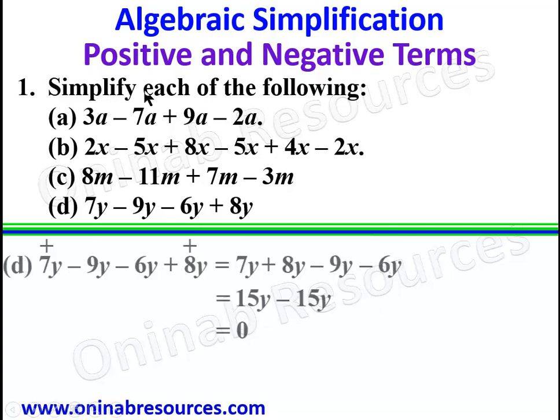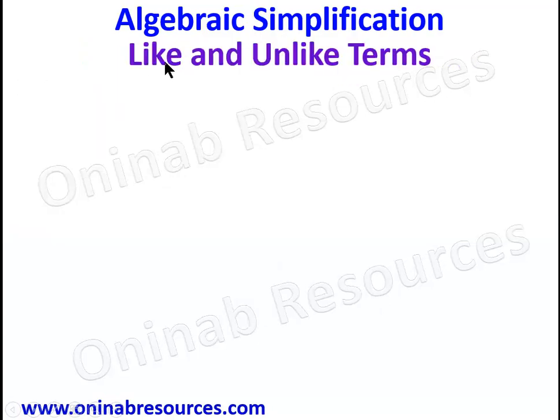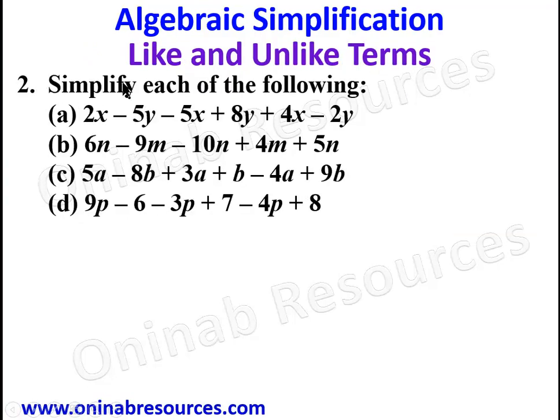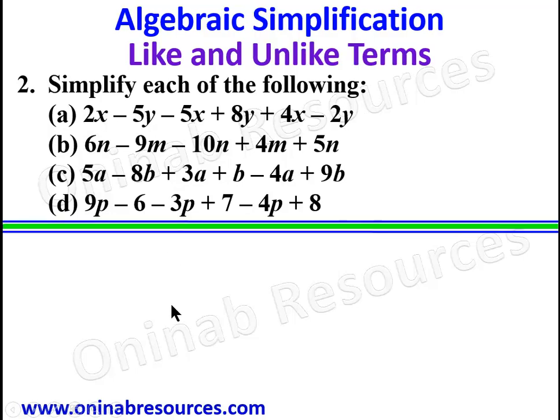Then we go to the next problem, like and unlike terms. That's where we'll be taking our second problems from. And here we have to simplify each of the following. Simplifying each of the following, we start with A. Starting with A, there are two variables combined in this problem. We have the terms with x and the terms with y.